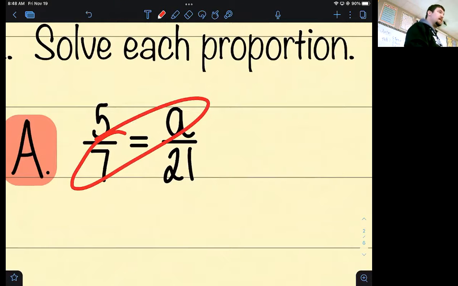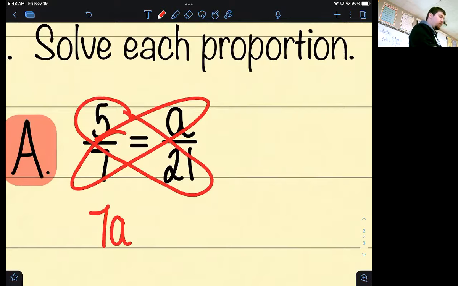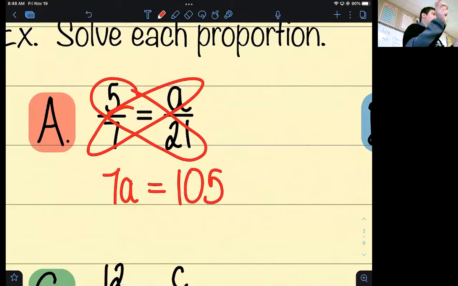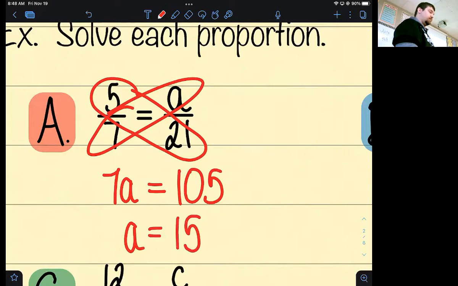7 times A is 7A. 5 times 21 is 105. And to solve this equation that I've created from the 2 cross products and an equal sign between them, I have to just divide by 7. And 105 divided by 7 is 15. So 15 is the missing number.